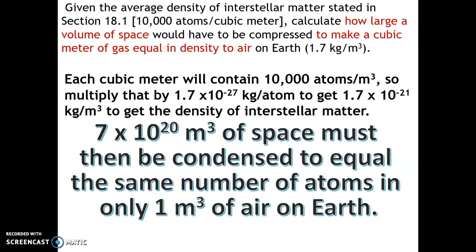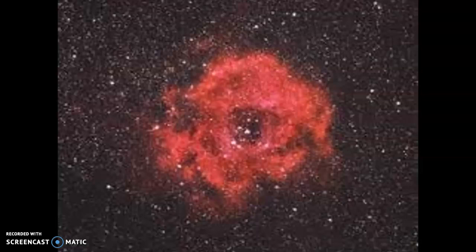It tells us that you need 7 times 10 to the 20th cubic meters of space to be considered equal to the same number of atoms in 1 cubic meter of Earth. That's 20 zeros. That's a lot. I mean, that's more than a million, more than a billion, more than a trillion. That's a lot. It's kind of cool.